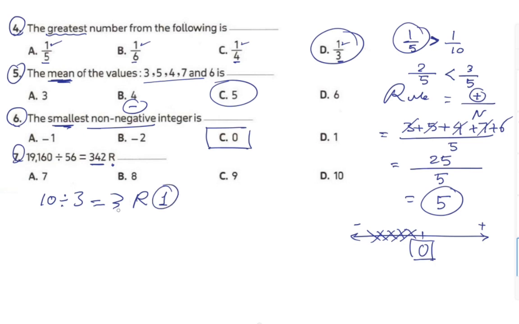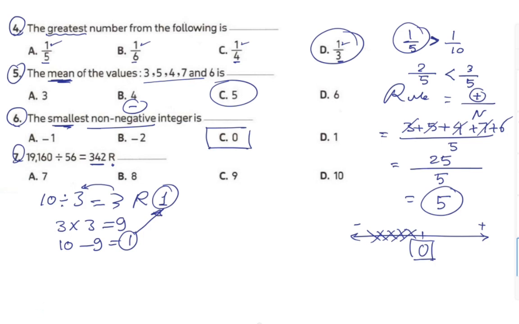Yes, I will multiply the quotient by 3. 3 times 3 equals what? Equals 9. 3 times 3 equals 9. Then 10 minus 9 equals 1. Yes, 1 is the remainder.